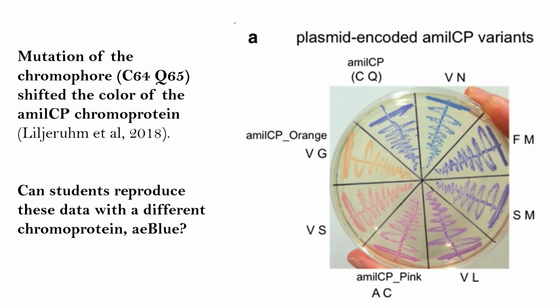We also learned that the chromophore region affects chromoproteins' color most strongly. In the paper, the author did random mutations at the chromophore of the protein amilCP, which resulted in different changes in its color. We wanted to do the same thing with a different chromoprotein, aeBlue. So in order to generate new colors from the aeBlue, we had to come up with a novel idea for our site-directed mutation.